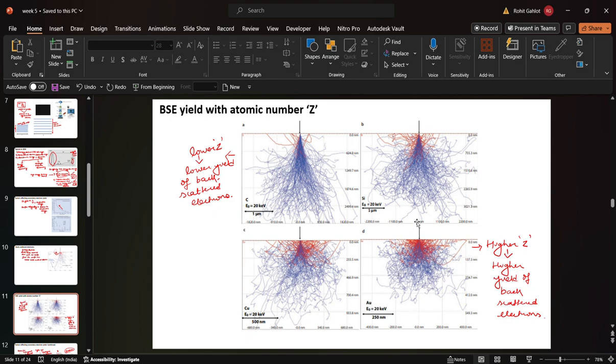You can see the electron beam coming in, then they are backscattering again backward. And you can also see the lateral dimension. Here it is around 1 micrometer, and for gold it is around 250 nanometer only.